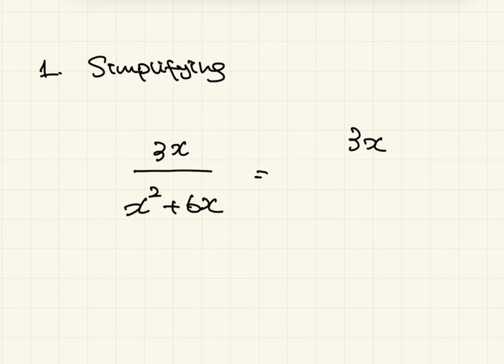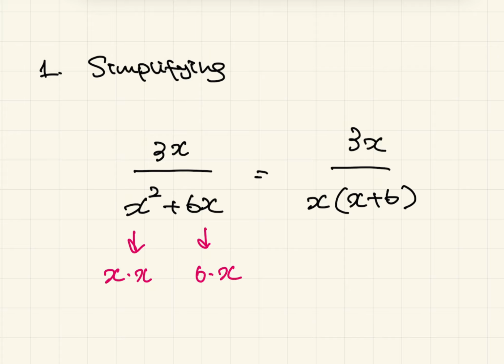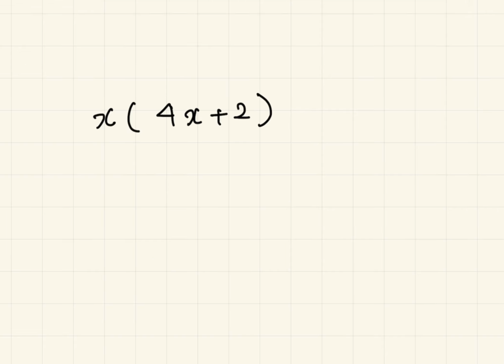So first, simplifying fractions. If possible, factorize fully the top and the bottom. In this case, 3x cannot be factorized, but the bottom part, x squared plus 6x can, so I would write it like so. And if you forgot how to factorize, here's a small note: because x squared is x times x and 6x is 6 times x, both have x in it, therefore you would write it outside the bracket, and the rest, so 6 plus x, would go inside.